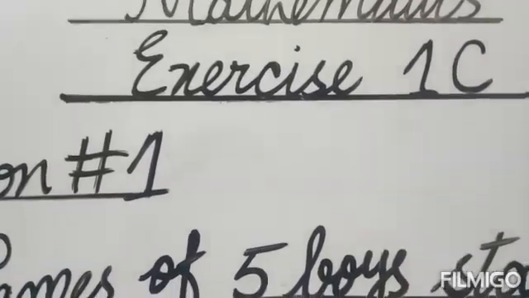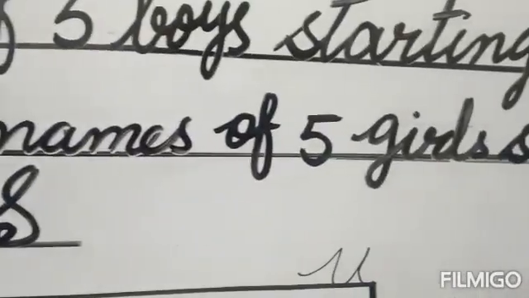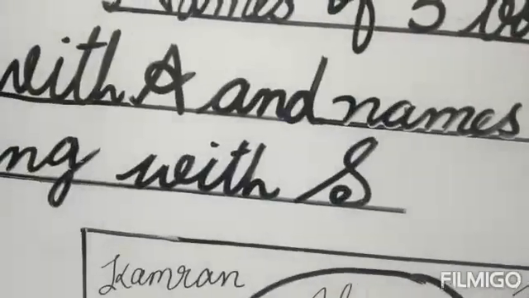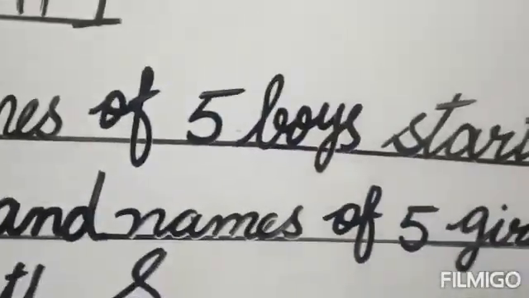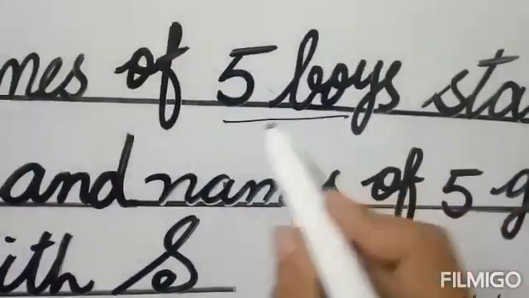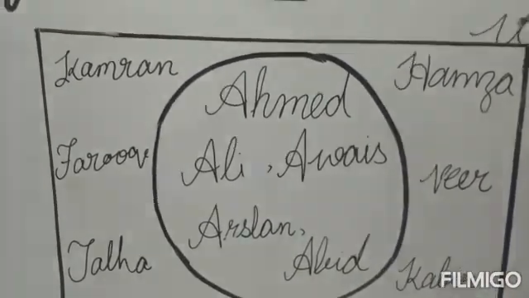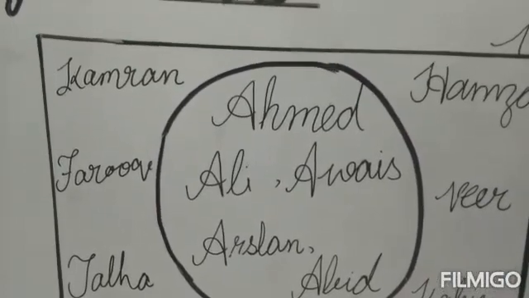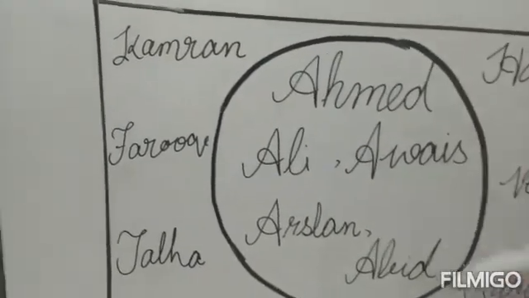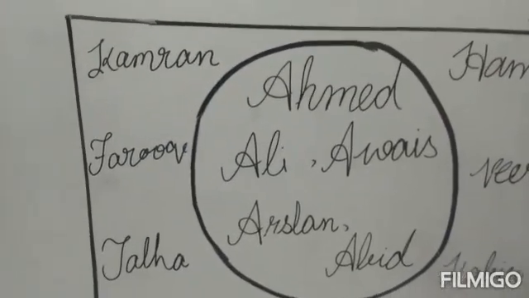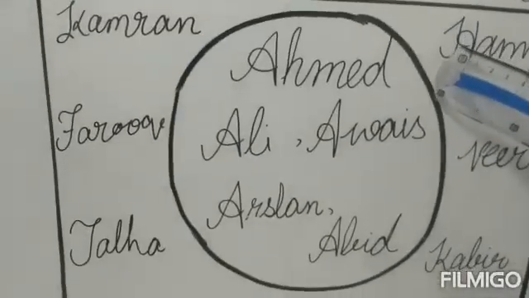Okay, now we move on to our exercise. The exercise is 1C. Question number 1. Name 5 boys starting with A and 5 girls starting with S. First we draw the Venn diagram of 5 boys starting with A. First we draw the rectangle, that shows the universal set. Then we draw the circle for the Venn diagram.